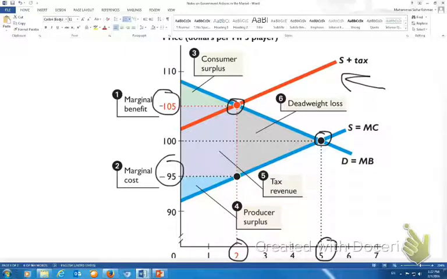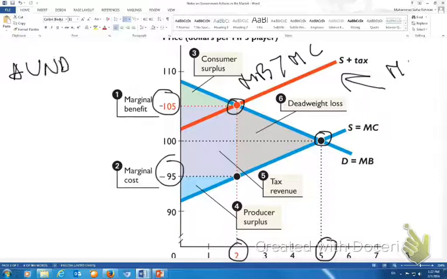Now you can see clearly that at this new equilibrium quantity of 2, marginal benefit is larger than marginal cost, which means that just like the previous case, we have an underproduction in this case. So the first thing that we are seeing here is that we have an underproduction in this case.